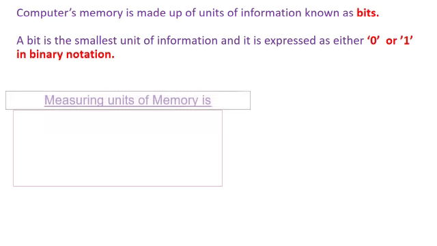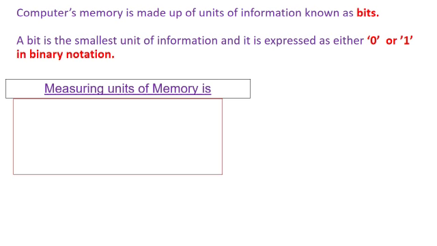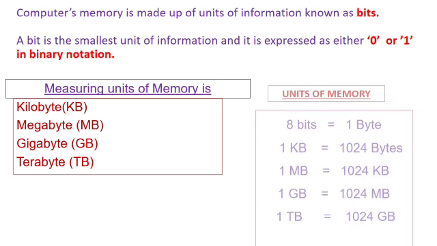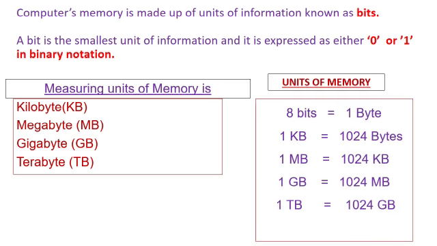notation. Now we will learn about the measuring units of memory: kilobyte, megabyte, gigabyte and terabyte. These units are useful in storing data in the computer storage devices. As we learned, the smallest unit is the bit, so 8 bits is equal to 1 byte. So a byte is greater than a bit.